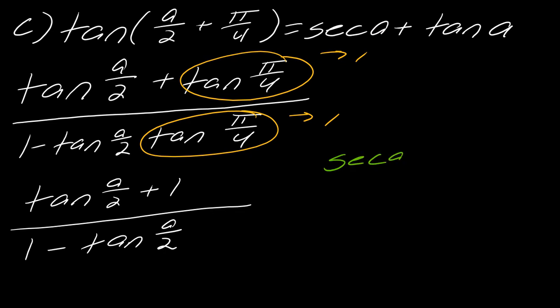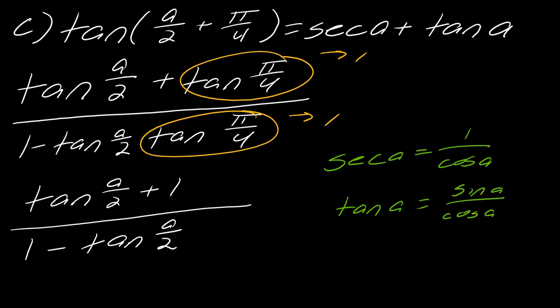So secant of A, remember, is equal to 1 over cosine of A. And then tangent of A is equal to sine over cosine, right? Sine of A over cosine of A. So I bring that up because remembering the denominator of this might help us to choose how we want to go with the next step with this.